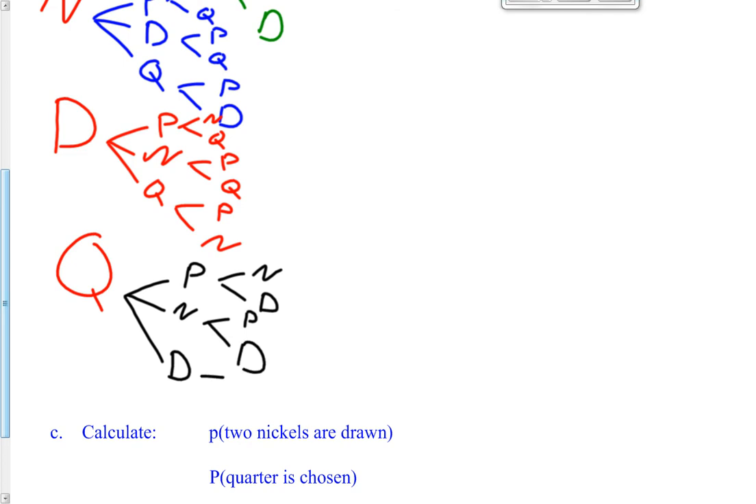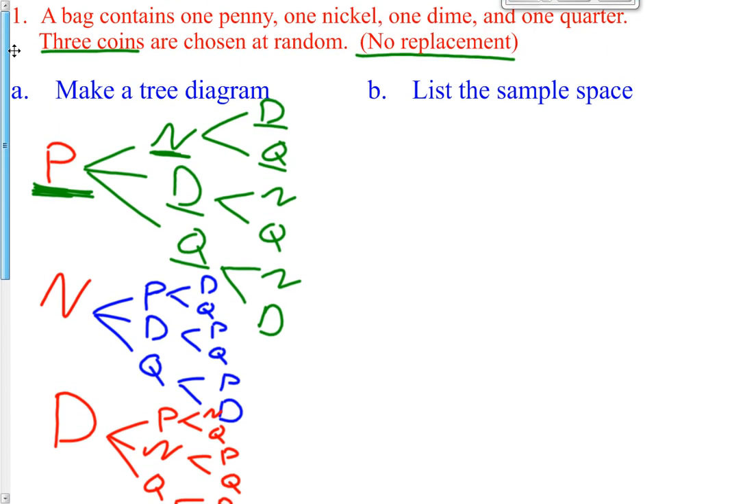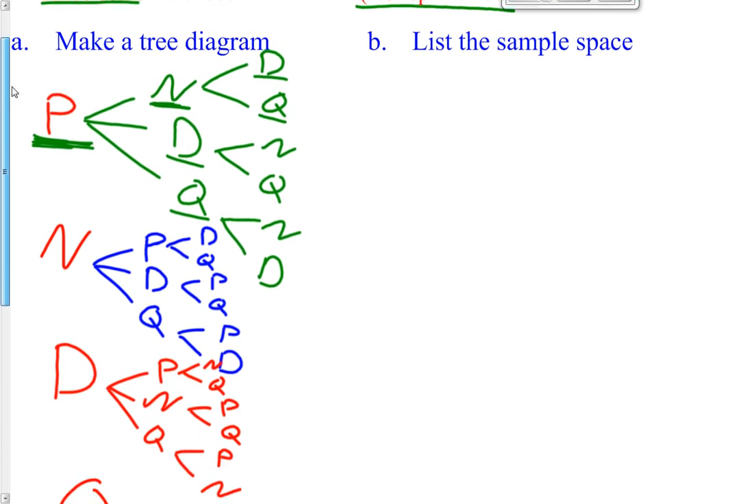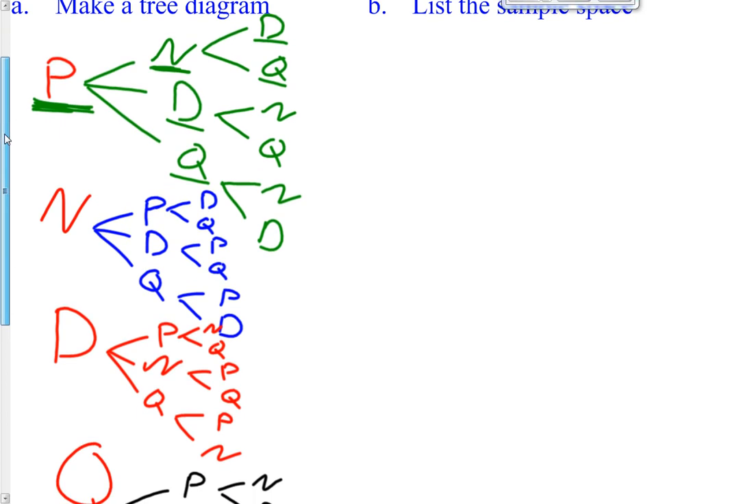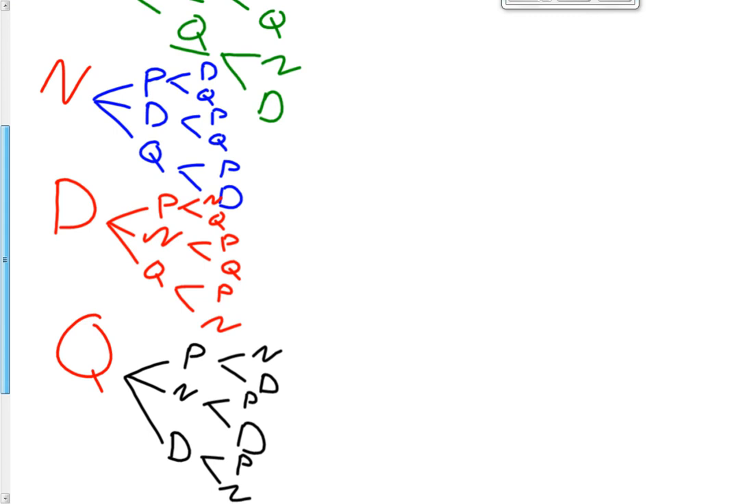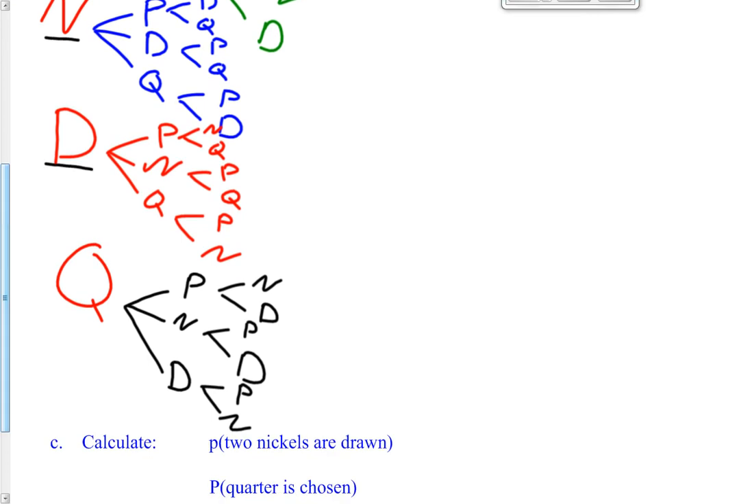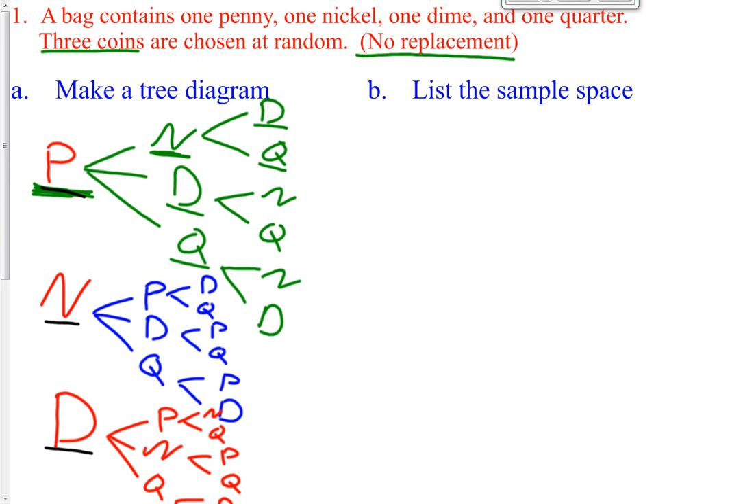Or quarter, dime, penny, nickel. So those are all of the possibilities that could possibly happen. When I draw 3 coins from a penny, nickel, dime, quarter, there are 1, 2, 3, 4, 5, 6 possibilities of having penny first. Or 6 possibilities for nickel, 6 for dime, or 6 for quarter. So there are a total of 24 outcomes in this situation.